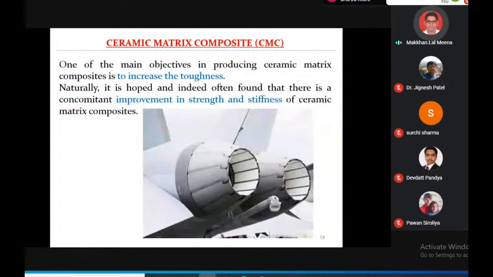Now the second, which is also based on the matrix, is the ceramic matrix composite, CMC. One of the main objectives in producing ceramic matrix composites is to increase the toughness. Naturally, it is hoped, and indeed often found, that there is a concomitant improvement in strength and stiffness of ceramic matrix composites. Concomitant means accompanying. So this is very useful for improvement in the strength and stiffness of ceramic matrix composites.